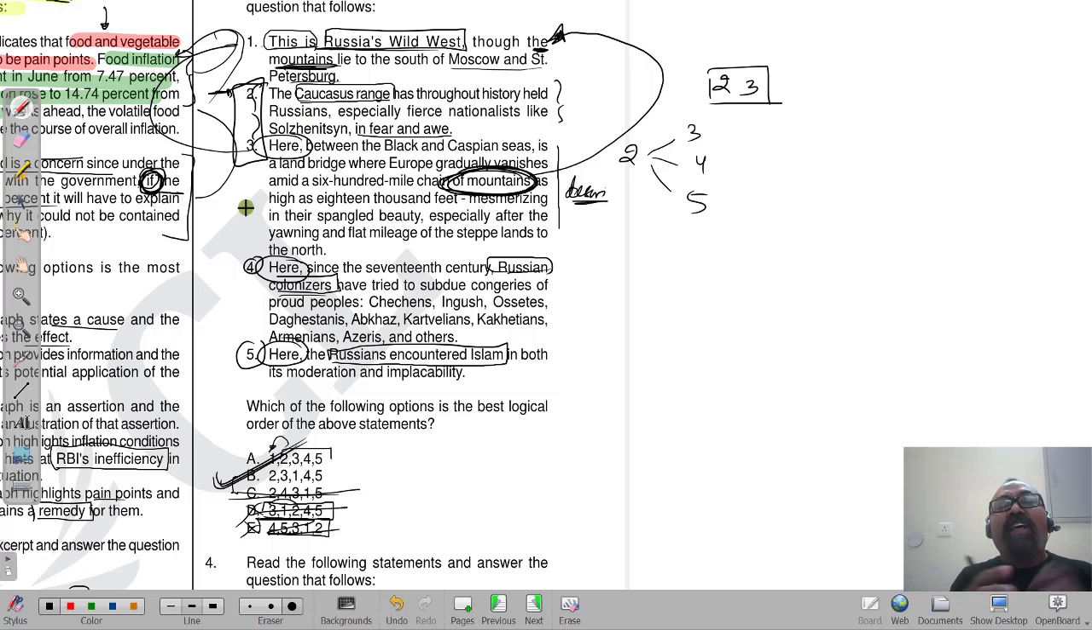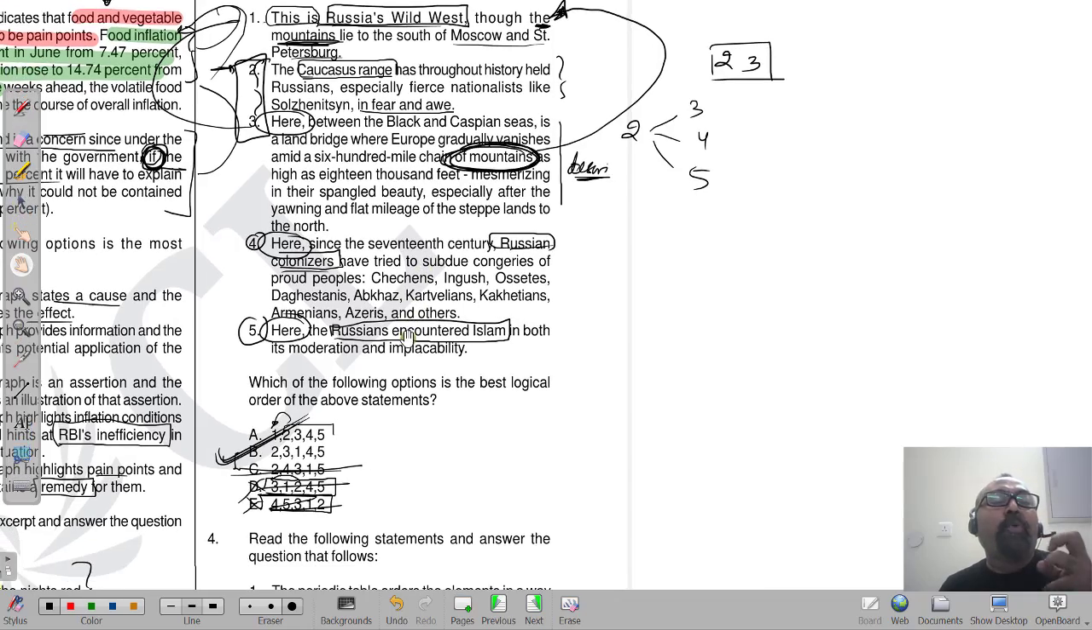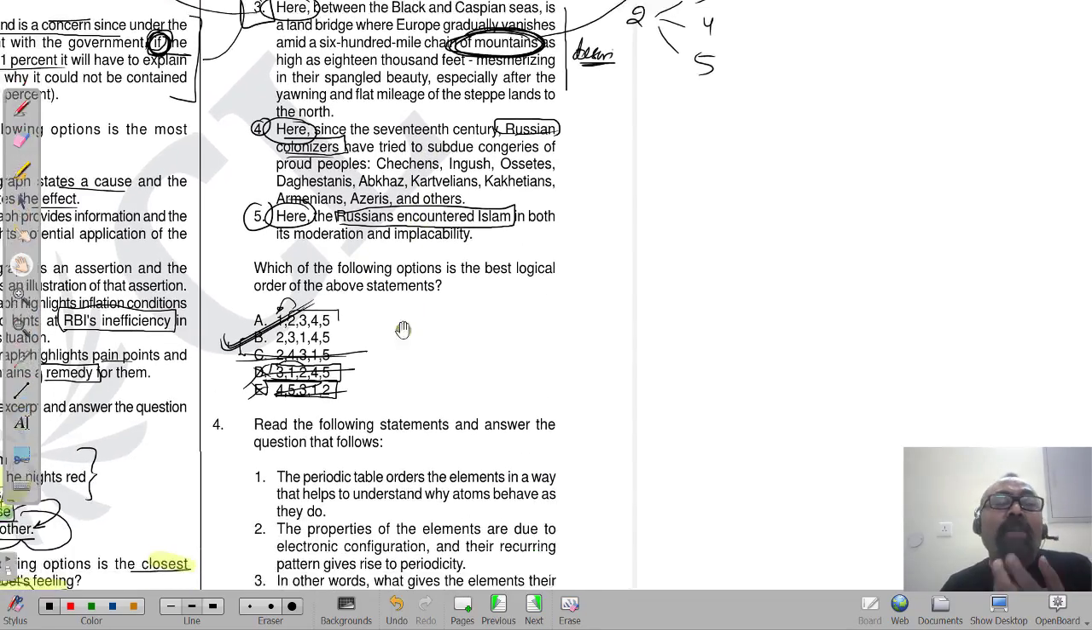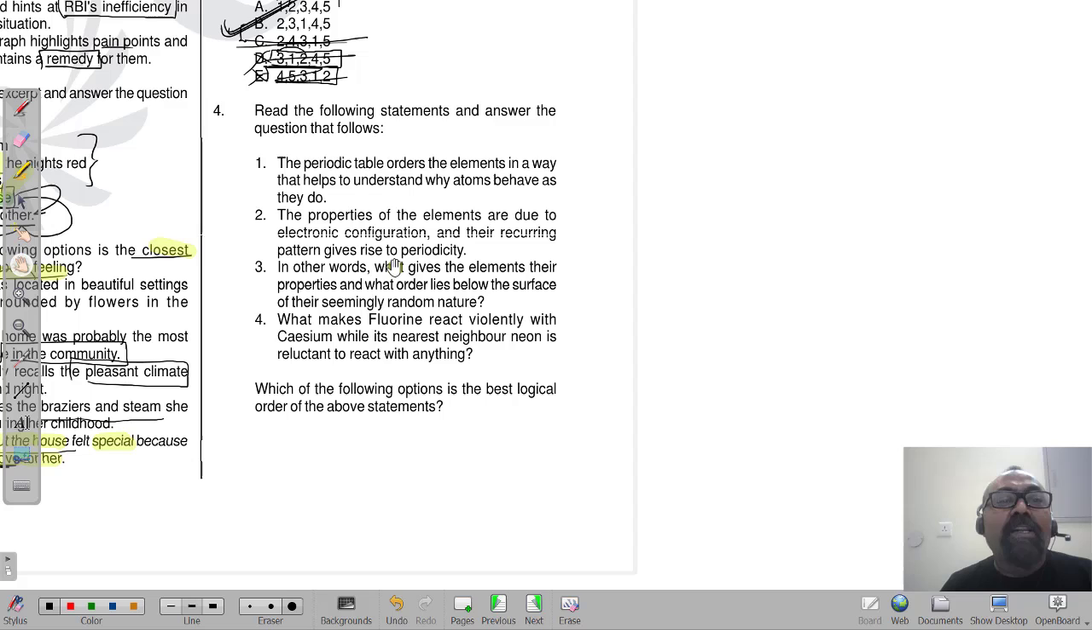But the point that I'm making is that in this kind of question, when you have a paragraph jumble with options, you can work with a few clues, and then you can eliminate options. Let's work with the next question.